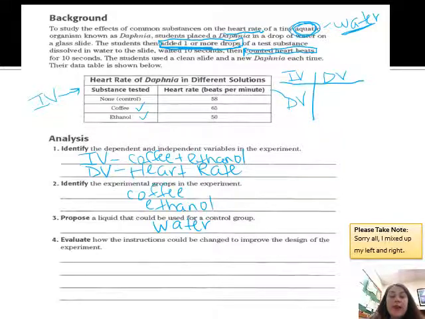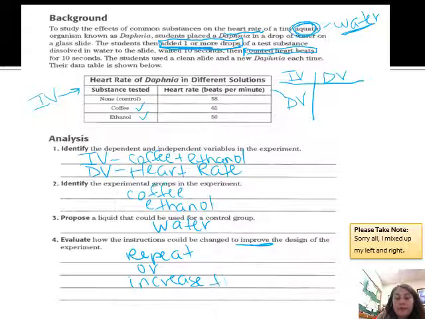So the last one, it says evaluate how the instructions could be changed to improve the design of the experiment. And whenever you want to improve an experiment or make an experiment more valid, you just increase the trials. So you would either repeat the experiment or you could increase the sample size, which means that you could increase the amount of Daphnia in each group. I hope that helped.